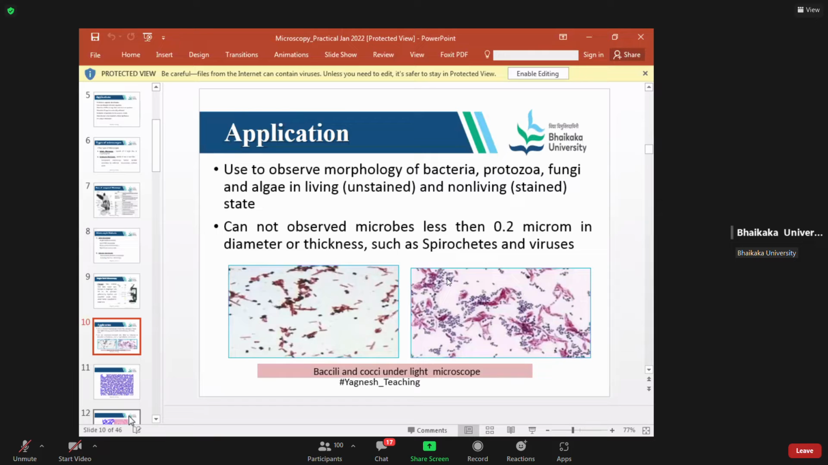Now let us see the other important thing. We cannot observe microbes less than 0.2 micrometer in diameter or thickness, such as spirochetes and viruses. So spirochetes and viruses are not seen under the light microscopic method. Remember, these are the two varieties of organism that are not seen. For them, we require a different type of microscopic method or different types of microscopes.